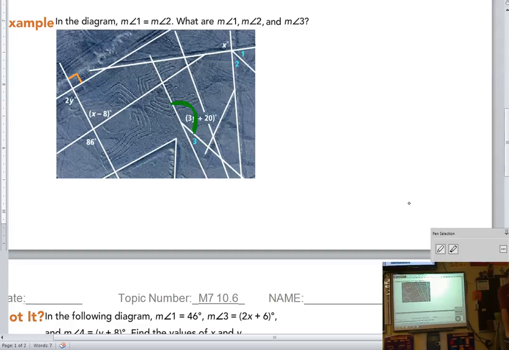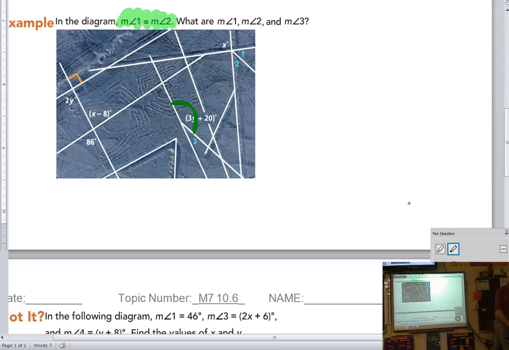So we need to solve for 1, 2, and 3. We need to solve for 1, 2, 3, x and y. But to solve for 1 and 2, you're going to need x and y. If you haven't paid attention to it yet, 1 and 2 are equal.